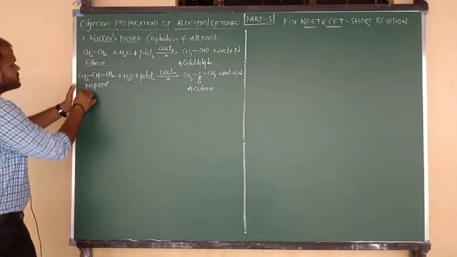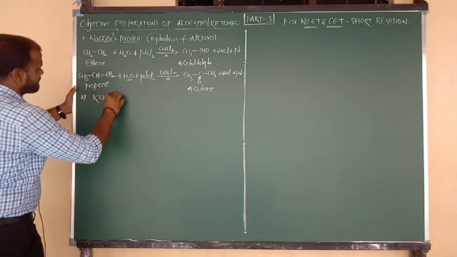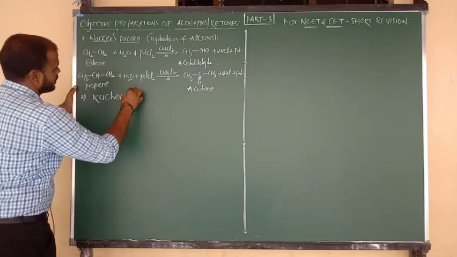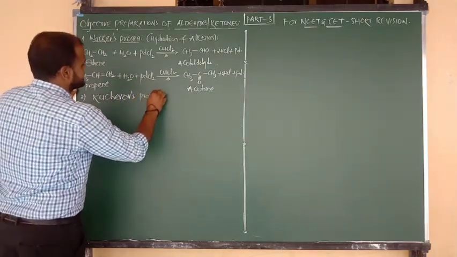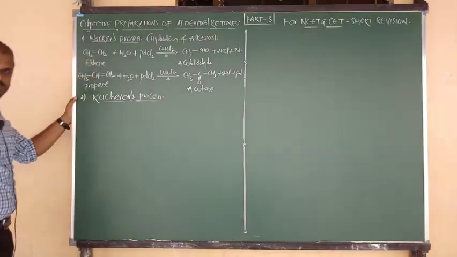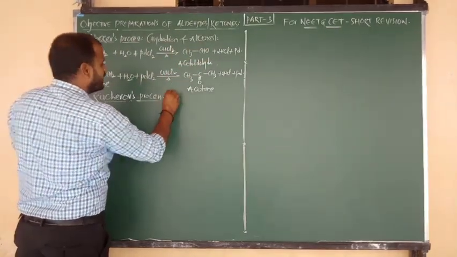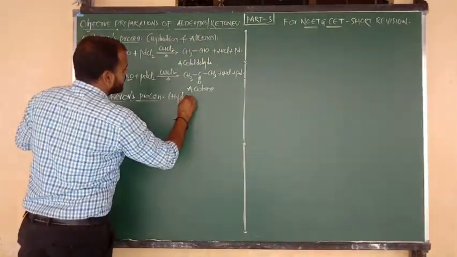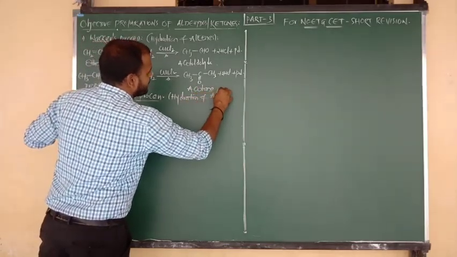Good. The next process I am going to discuss with you is Kucherov's reaction, or we can say Kucherov's process. What is meant by Kucherov's reaction or process? Try to say the same. What did we do here with the alkene? Hydration. But here we have to say hydration of alkynes. That is different. Hydration of alkynes.